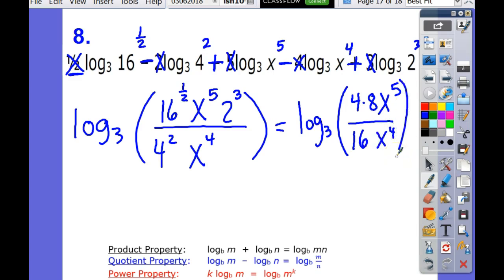But what is 8 times 4 right here? 8 times 4 is 32. So back over here we have log base 3. And so what did that reduce to? What is 32 over 16 reduced to? That is 2. And this is x to the 5th power divided by x to the 4th power. What is x to the 5th power divided by x to the 4th power?